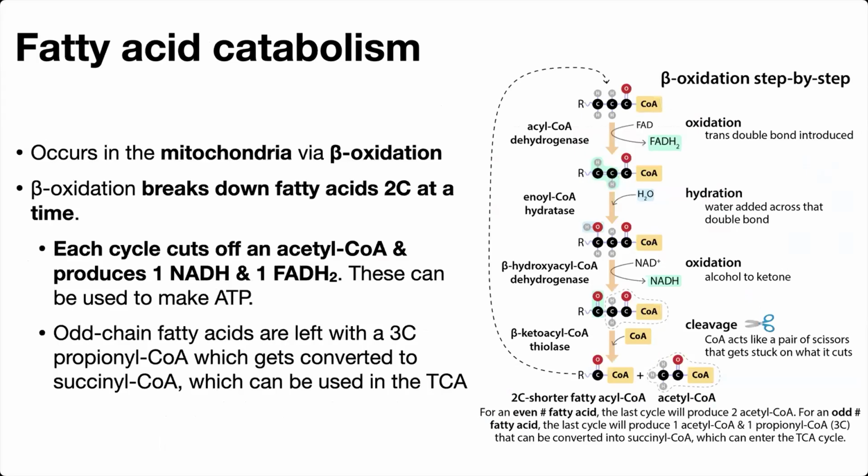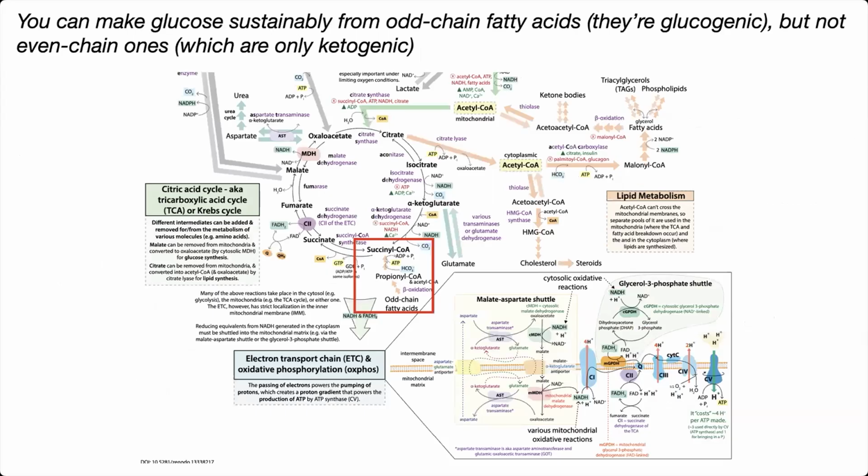But now let's imagine that we have an odd chain fatty acid. Now when we break it down, we're left with a 3-carbon piece. That 3-carbon piece is what we call propionyl-CoA. This propionyl-CoA can get converted to succinyl-CoA, and succinyl-CoA is part of the citric acid cycle. So if we start with an odd chain fatty acid, now we're making something that is already in the citric acid cycle, and so this would be glucogenic. So we can sustainably make glucose from those odd chain fatty acids, but not the even chain fatty acids.